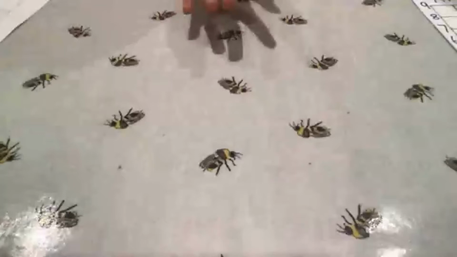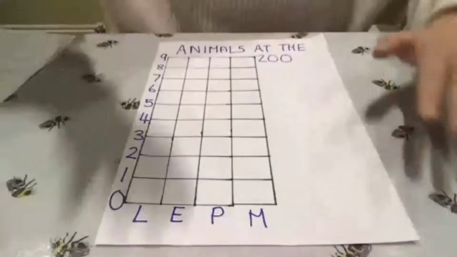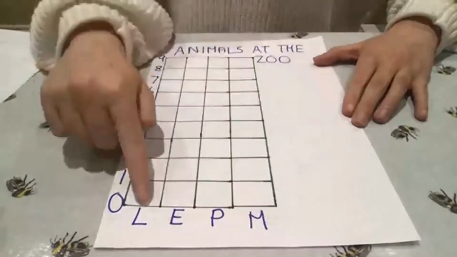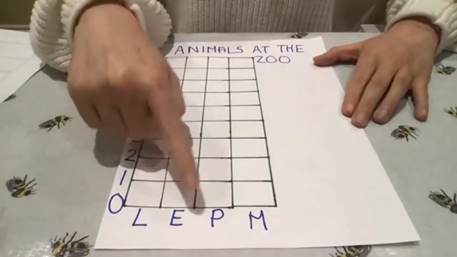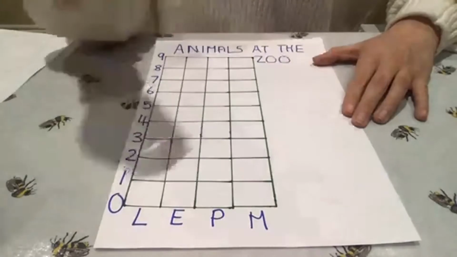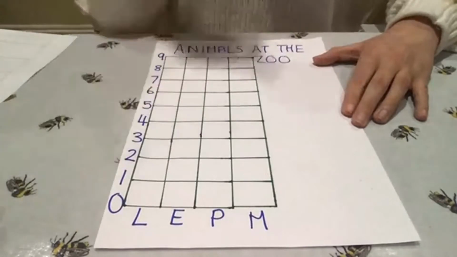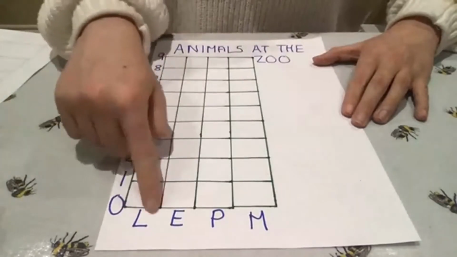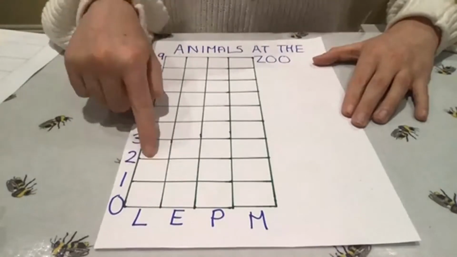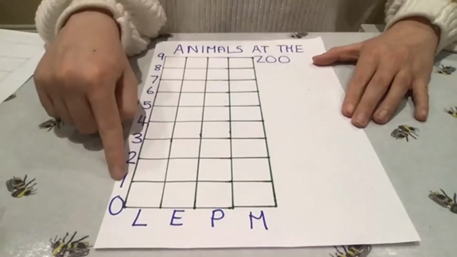Now our block diagram for today, our first block diagram, is about the different animals seen at the zoo. So we've got our items on our x-axis. So the L stands for lion, the E stands for elephant, the P stands for panda, and the M stands for monkey. And then, like the block diagram that we've just seen, it goes up in steps of 1 for this one. So each block, when it's coloured, is going to represent 1. And then if another one's coloured, it will represent 2. So after you've coloured the block, you need to look at the number that's on top of it, and that will tell you how many there are.